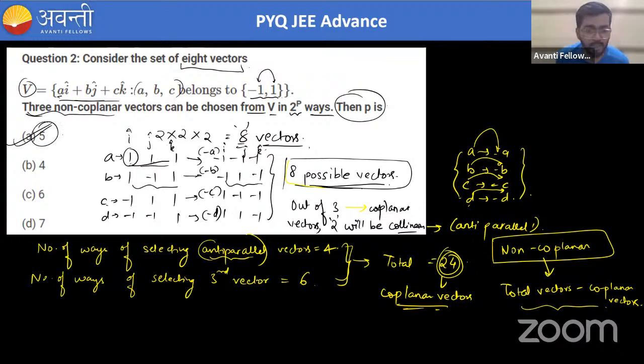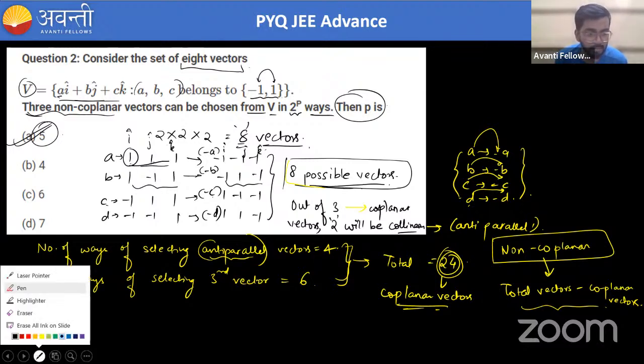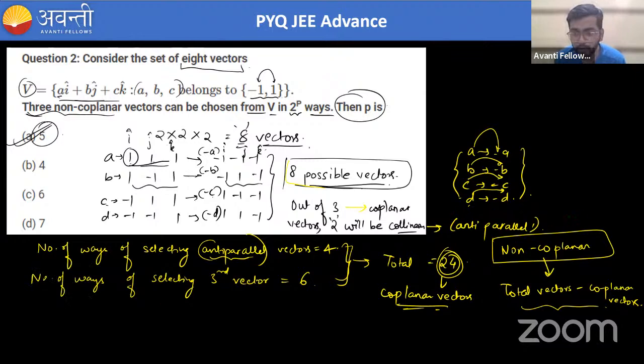So guys, in this question, the main thing to understand was this point. I am marking it with blue ink. To find the number of non-coplanar vectors, you should subtract the number of coplanar vectors from the total, right? When you subtract the coplanar vectors out of the total vectors, the remaining will obviously be non-coplanar vectors. So this was the important part to do.